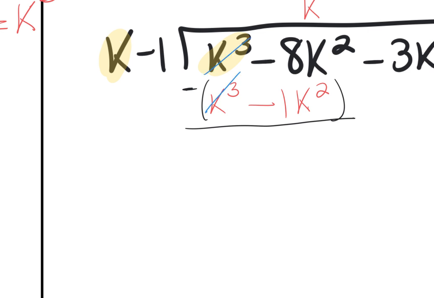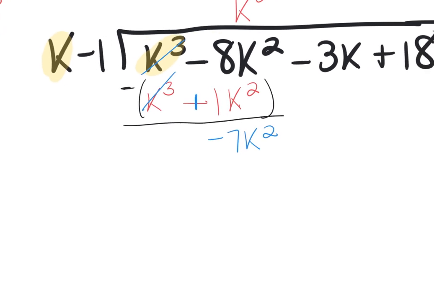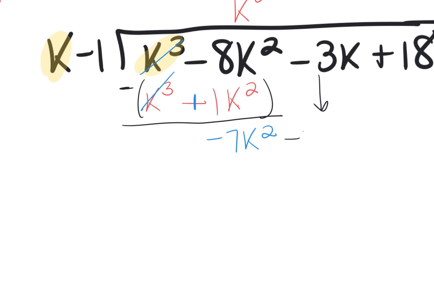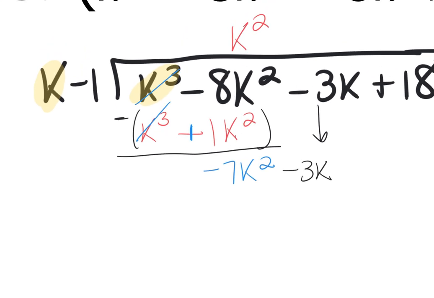Okay, negative 8k squared minus negative. Remember, minus negative, we switch that to plus. So what's negative 8 plus 1? Negative 7k squared. Okay. After I subtract, my next step is bring down. We're going to bring down the next term, which is my negative 3k. Now I go back. We're repeating. You've got k on the outside. We're thinking k times what could get you negative 7k squared.